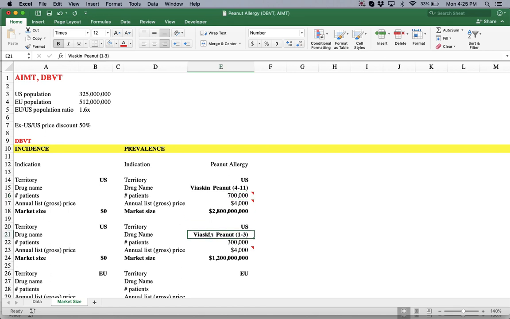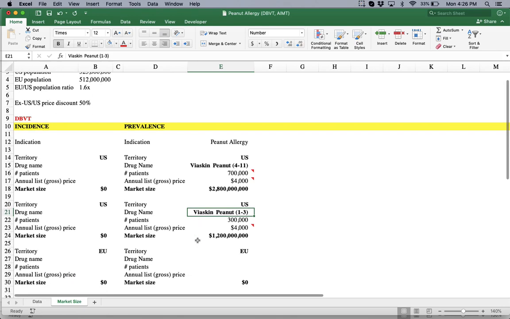And so then down here we have the same calculation for the age group 1 to 3. Management shows this separately, and so that's why we have these two separate calculations here.